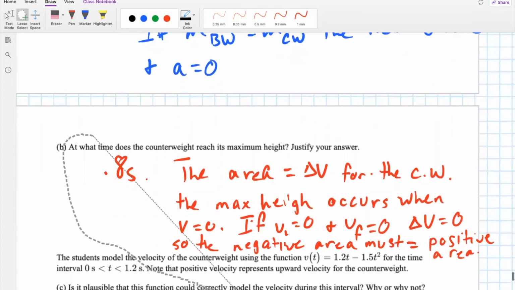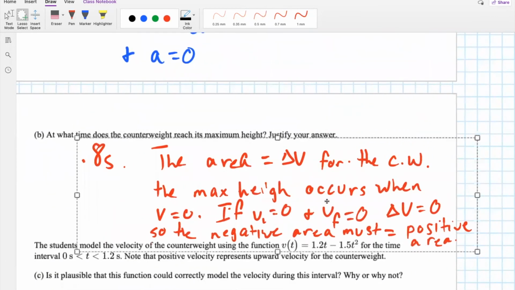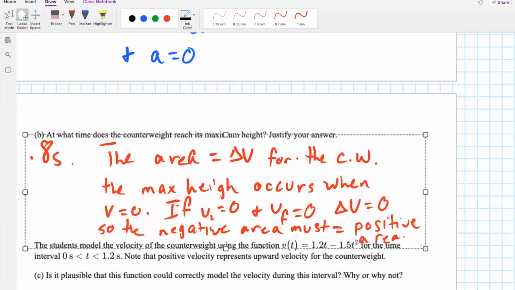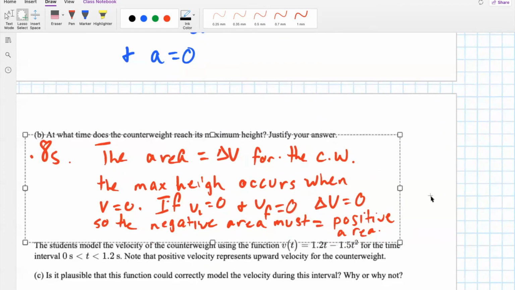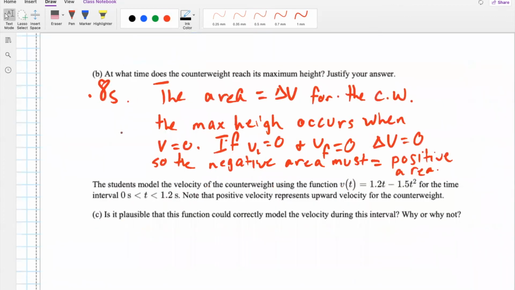Well, let's just scooch this whole thing over. Okay, so there we go. Let's go ahead and look at the scoring guide.